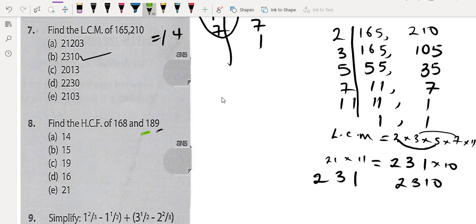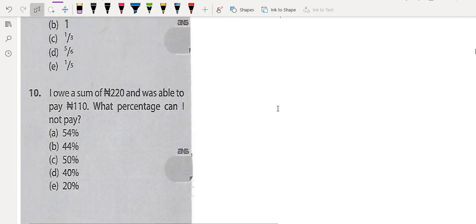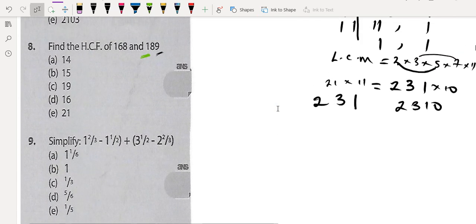HCF of 168 and 189. What's the answer? 21. Okay, let's solve together. That's option E, right? Yes. So let's solve together to see. 168 and 189.